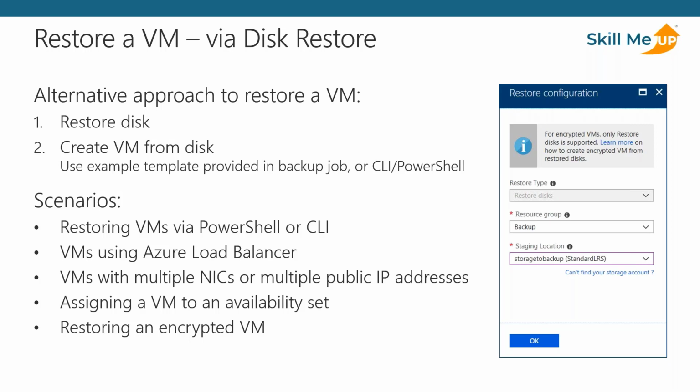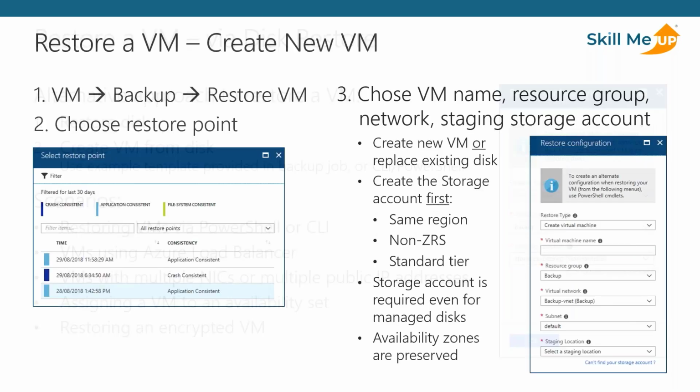Now, this is useful because the restore VM scenario I just talked about has a few limitations. And with this one, you work around all those limitations. Here, for example, if you have a VM with multiple NICs or multiple public IP addresses, or if your VM is assigned to an availability zone, or I think availability sets now, I think the slide is inaccurate there. I think availability sets are now preserved on the restore VM. But if you want to use availability zones, let me just check the slide. I'm wrong. Availability zones are preserved on the restore, but not availability sets.